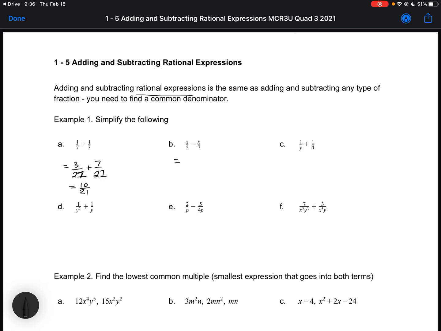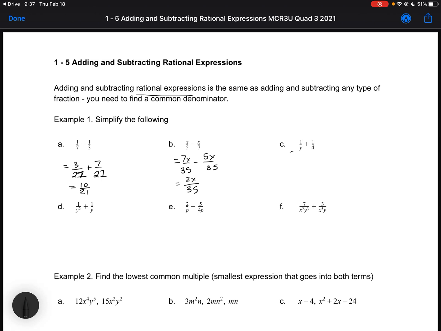Let's do another example with subtraction. Now my denominators are 5 and 7, so I can multiply those together to find a common denominator of 35. And on top, I would have 7x minus 5x, which simplifies to 2x over 35, and I can't simplify that any further.